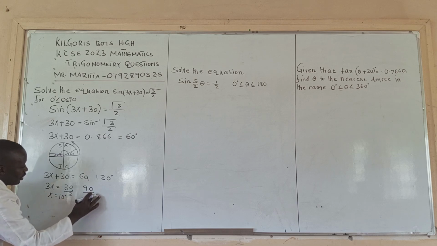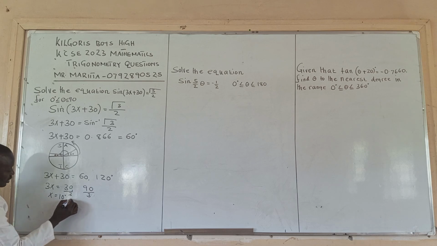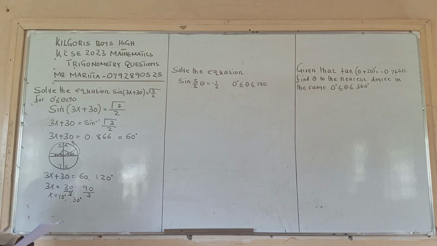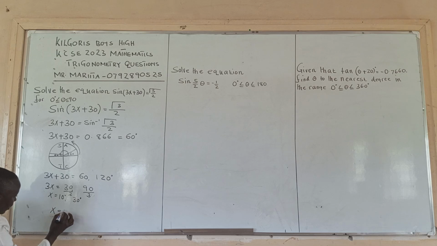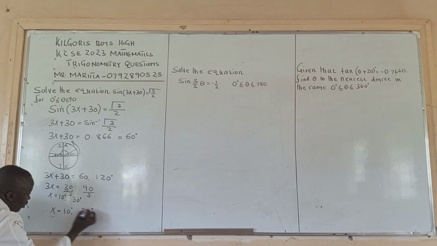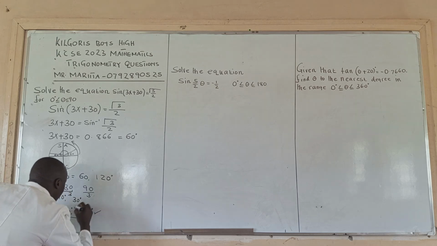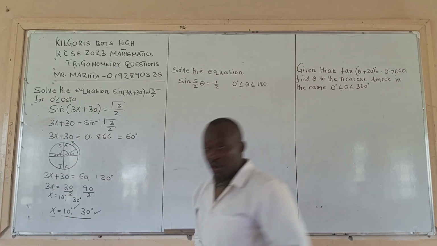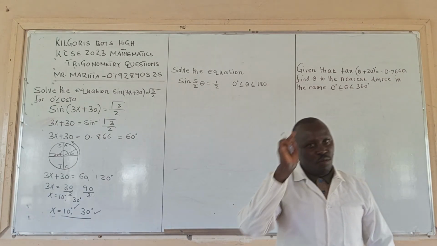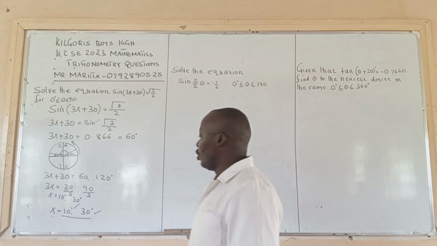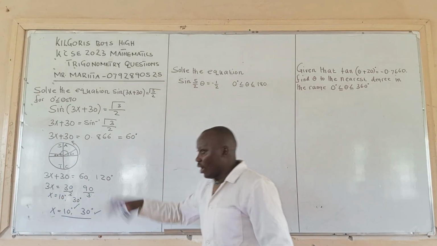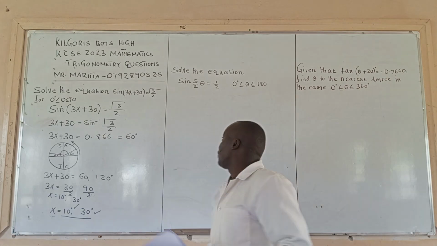So if you divide this one by 3, you get that x is equal to 10 degrees, or x is equivalent to 30 degrees. So from here we conclude that the value of x is equivalent to 10 degrees, or x is equivalent to 30 degrees. That is how you can solve this one. The main thing here, you must use the unit circle such that you get where the angles lie on the quadrant.